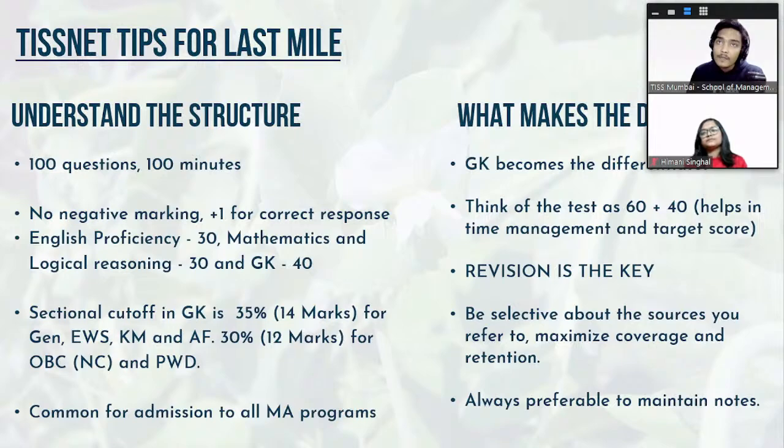Okay. When it comes to GK, it is better advised that you consider this exam as a pattern of 60 plus 40, where 40 is GK and 60 is English and maths. English and maths are the sections where you have to maximize your marks. You cannot lose your marks on English and maths, and through the GK questions you try to clear the sectional cutoff and the overall cutoff, and you try to get shortlisted for the further rounds.